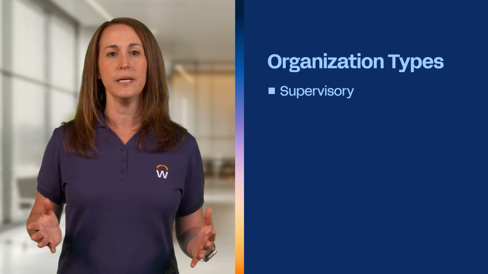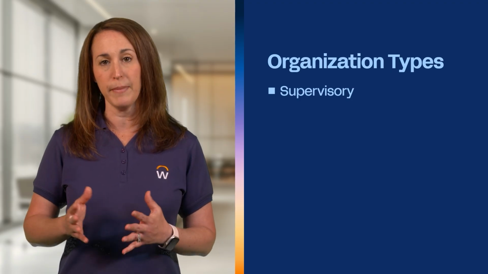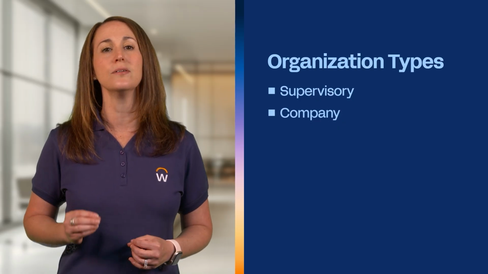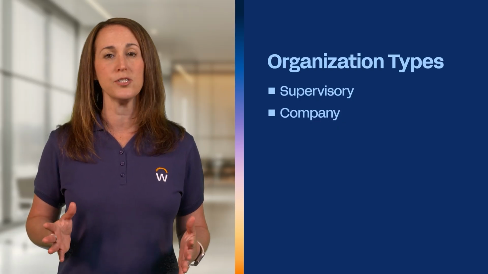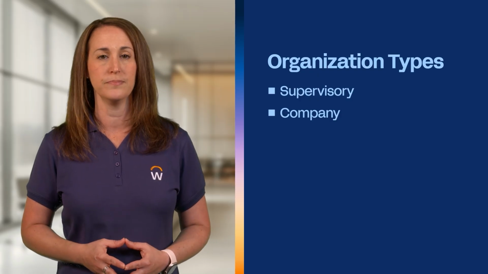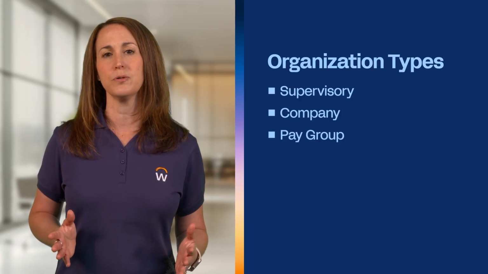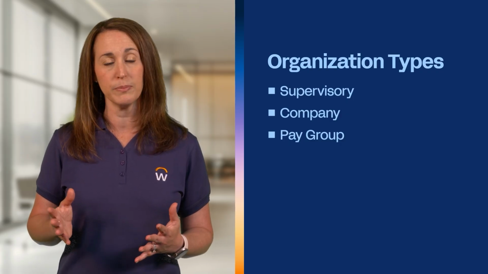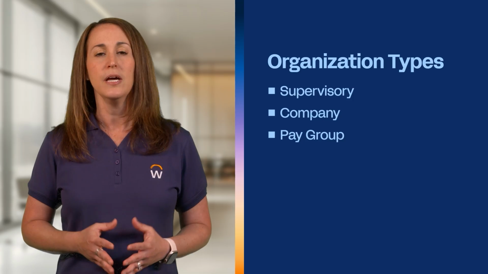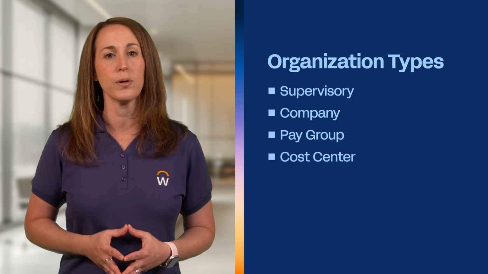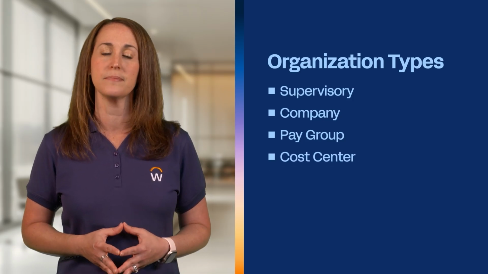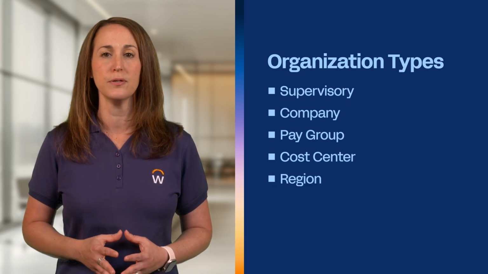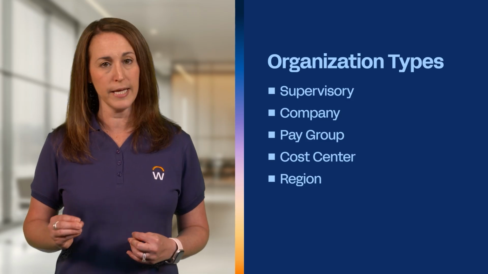A supervisory type is a functional organization that assigns a manager and support roles. Company types represent legal entities. This type of organization is required for Workday payroll. A pay group structure groups workers with similar payroll processing parameters and is also a requirement for Workday payroll. You can use cost centers for financial reporting to track revenue and expenses. Region structures reflect a geographic area of responsibility for a worker, but not a work location.